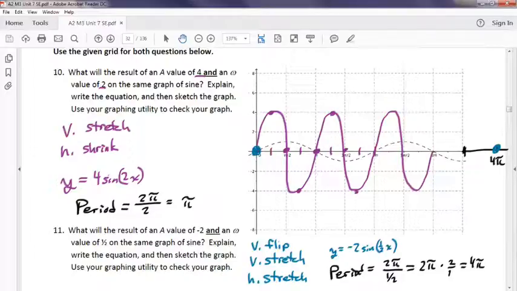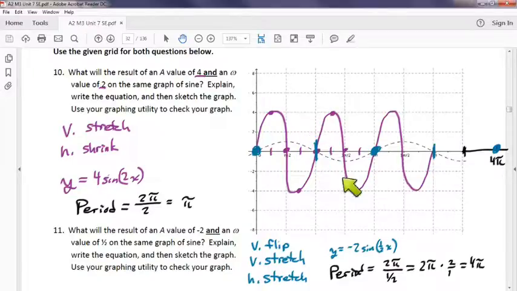Taj Thompson, please report. The middle of 0 and 4 pi is going to be 2 pi, so that is right here. And then we need the middle of those so we can find our max and our mins. So the middle of 0 and 2 pi is 1 pi, which is right here, so I'm going to put a mark right there. And then the middle of 2 pi and 4 pi is 3 pi, so I'm going to put a mark right there.